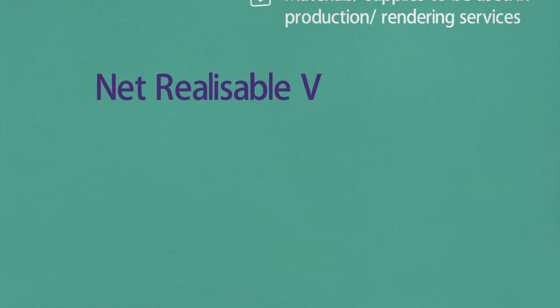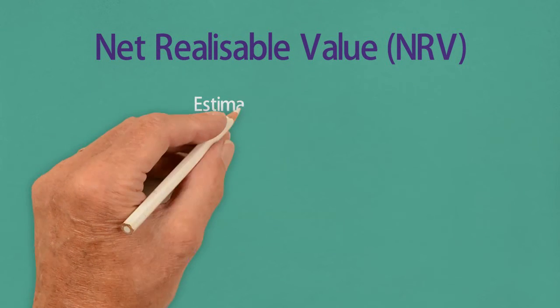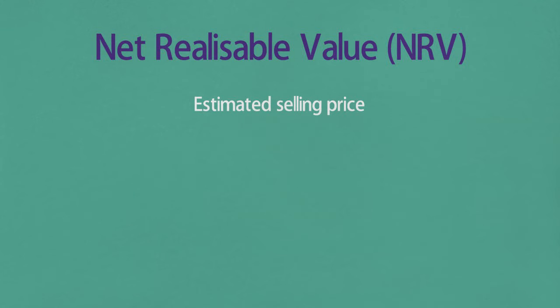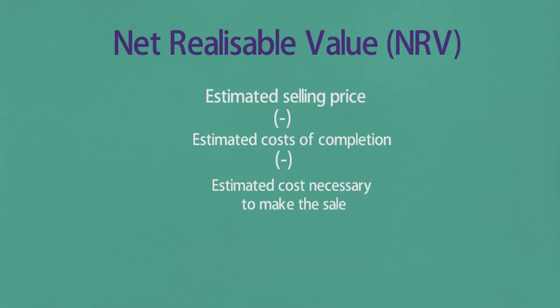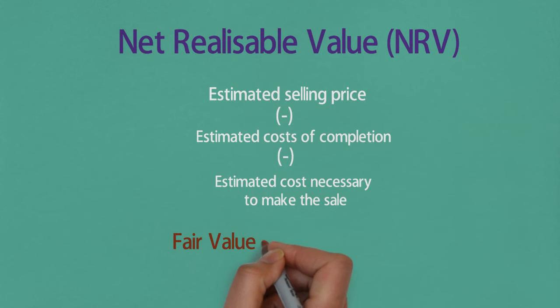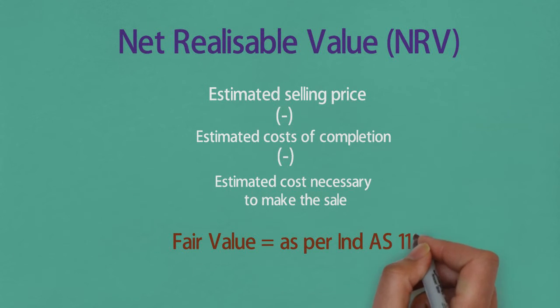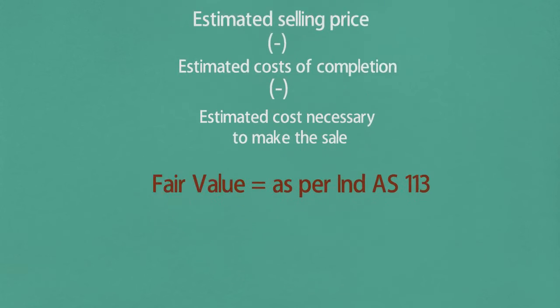Second, net realizable value, that is NRV. NRV is estimated selling price in the ordinary course of business less the estimated cost of completion and the estimated cost necessary to make the sale. Please note, fair value is different from NRV. Fair value is determined in accordance with Ind AS 113 fair value measurement.